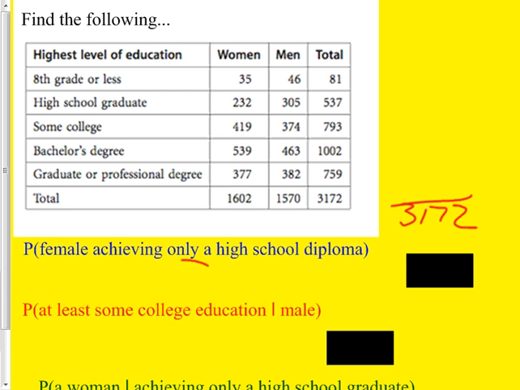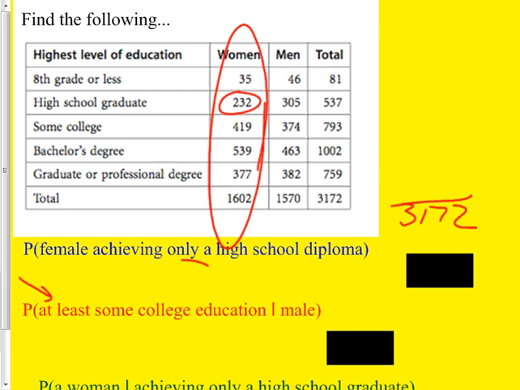Then, what are the things that make you win, or the thing you want to happen? Females, high school diploma, right there. 232 out of 3172. A lot of people think, but doesn't it say you have to pick a woman? No, it said the probability I will pick a woman who has a high school diploma. Okay, so if they had said you could only pick from women, then of course it would have been 232 out of 1602.